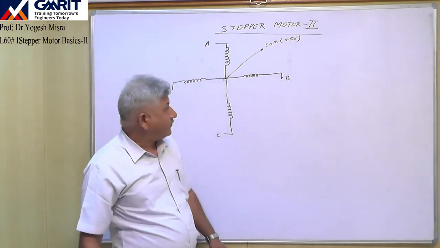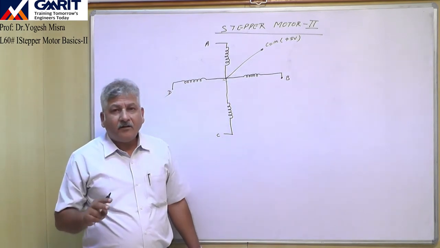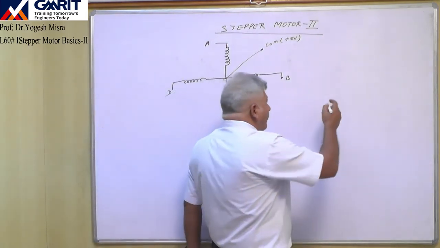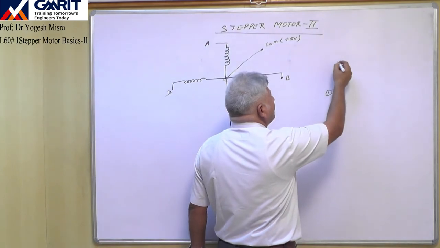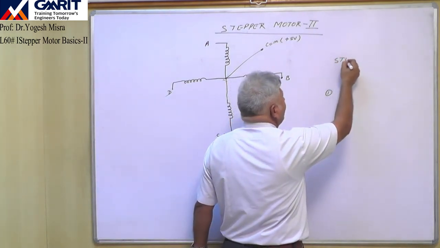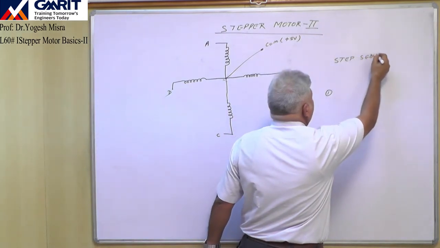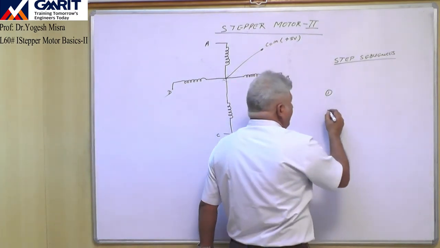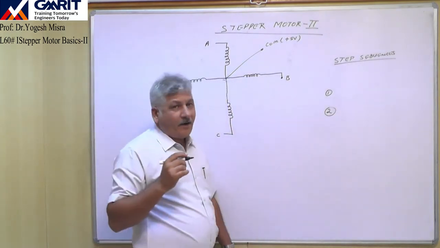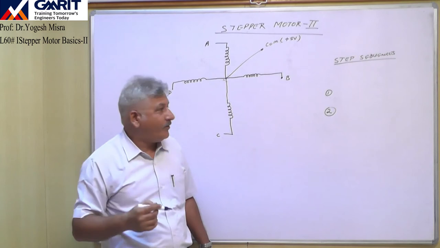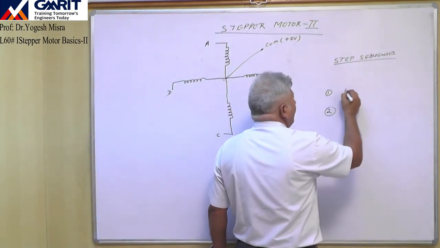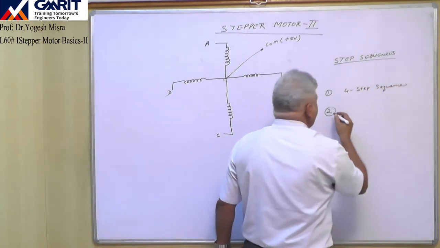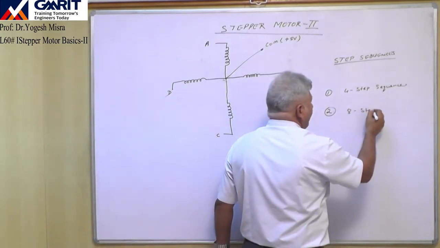Now to rotate this stepper motor, there are two types of sequences which we can apply. We call it a step sequence. There are two types of step sequence which we can apply to a stepper motor for its movement. One is the 4-step sequence and the second is the 8-step sequence.